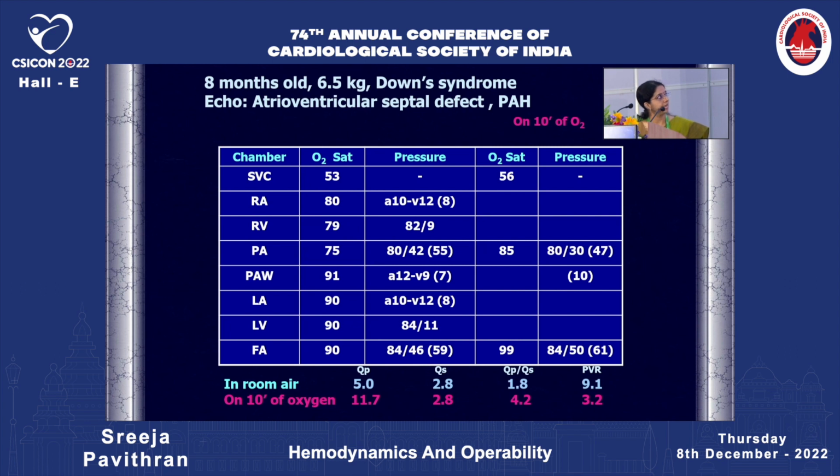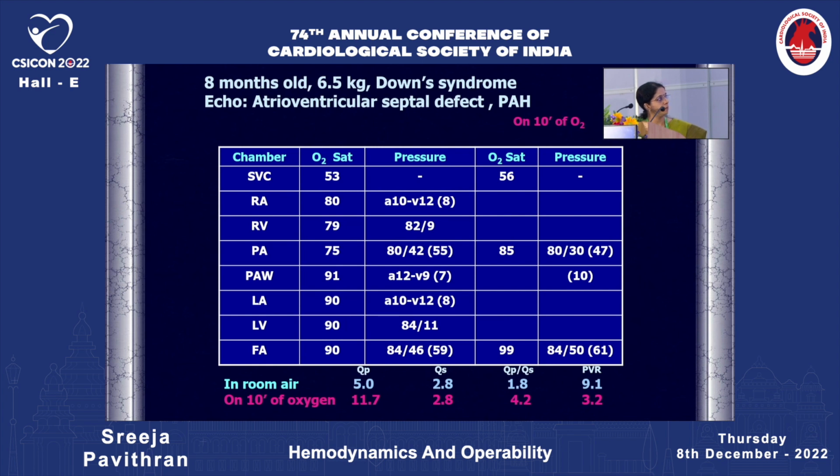Now this is an 8-month-old baby with Down syndrome. I just want you to look at the PA pressure and the aortic pressure. Here you can see in a large VSD, the systolic pressures will always remain the same. So we are not looking at the systolic pressures, we are looking at the diastolic pressures and the mean pressures. Here you can see that the systolic pressures are more or less equal, 80 and 80.